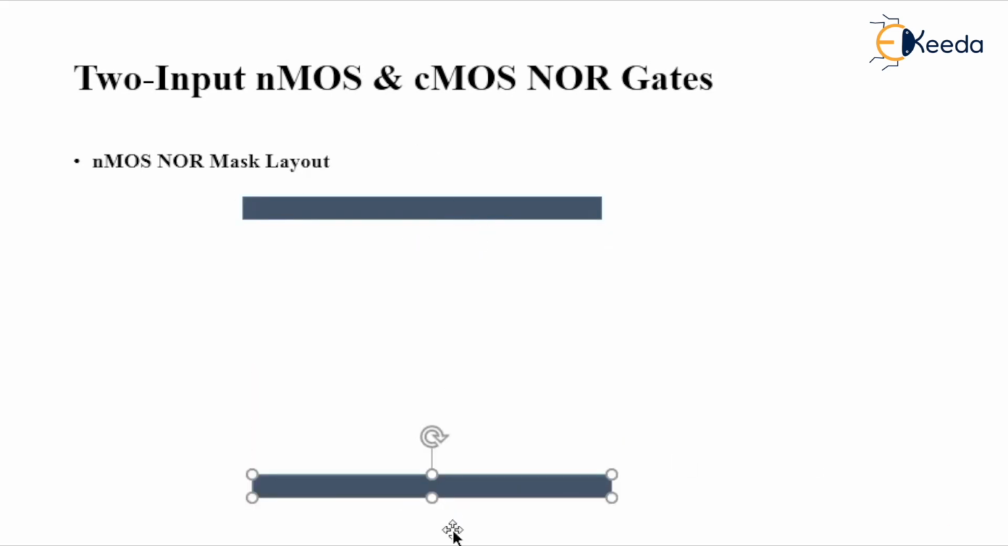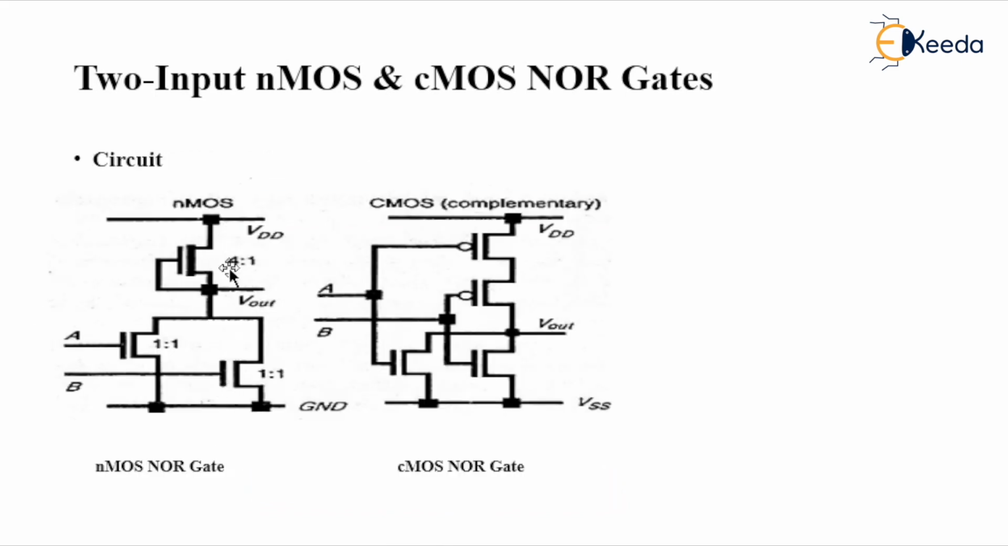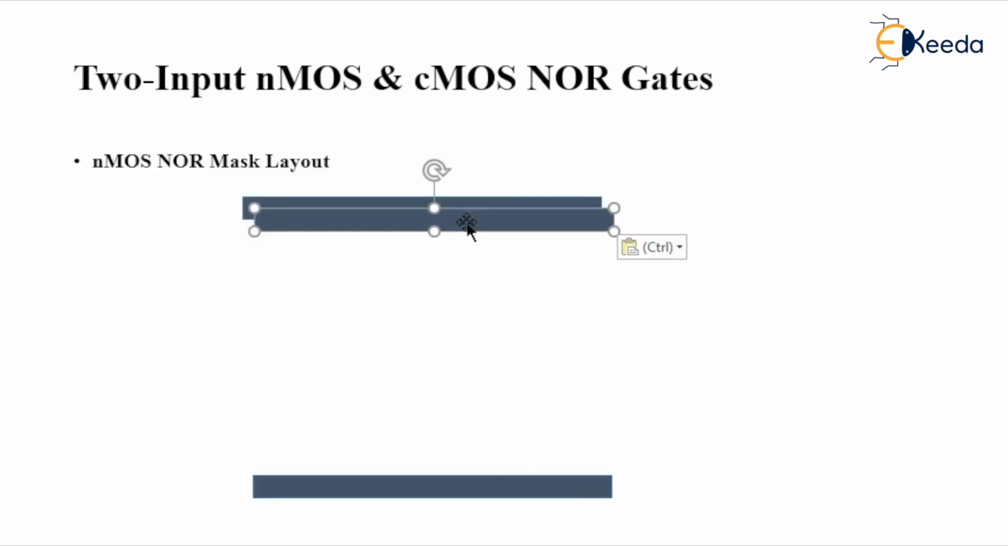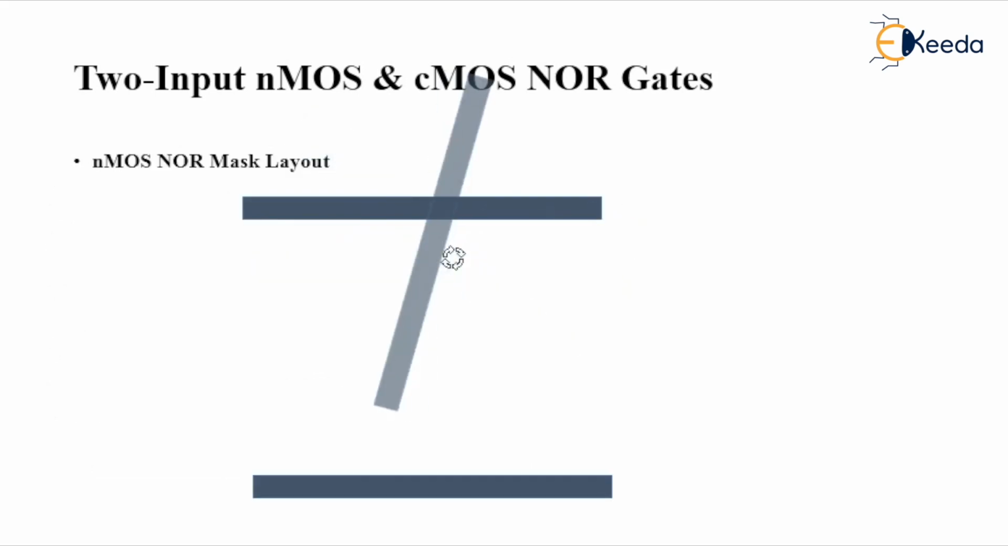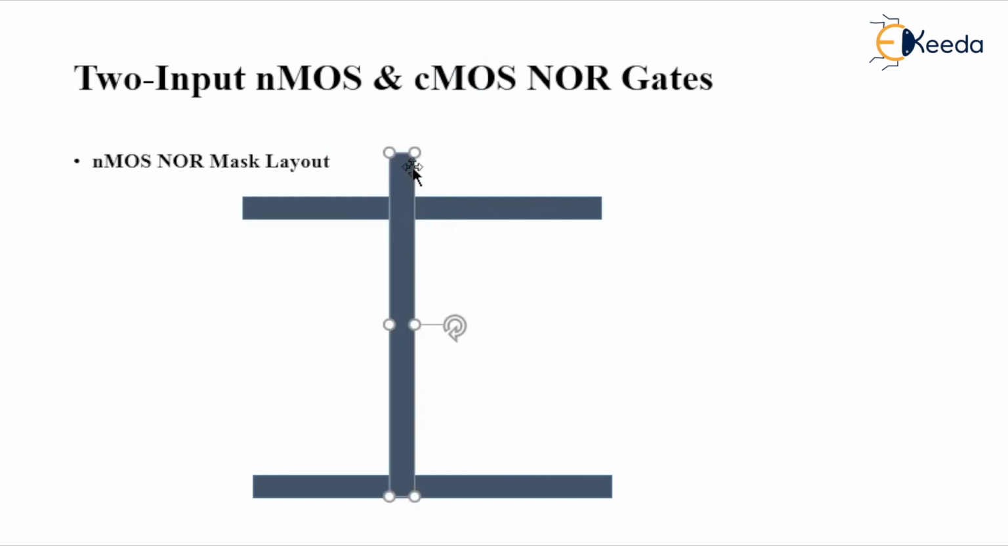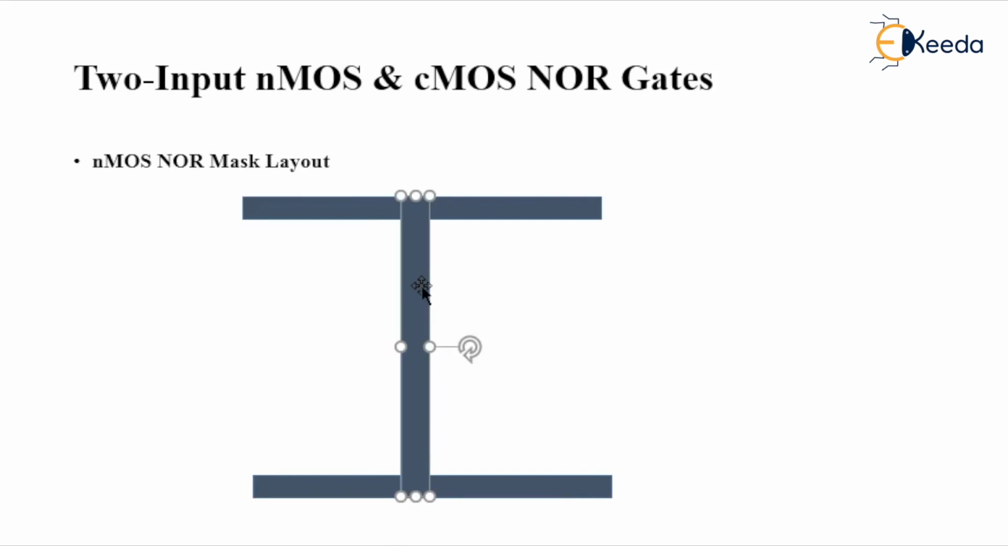So metals completed. Next one is, this is totally ND diffusion since it is an NMOS, so I have to take an ND diffusion here. I am going to take an ND diffusion here. So this is ND diffusion, and ND diffusion should be represented with green color.